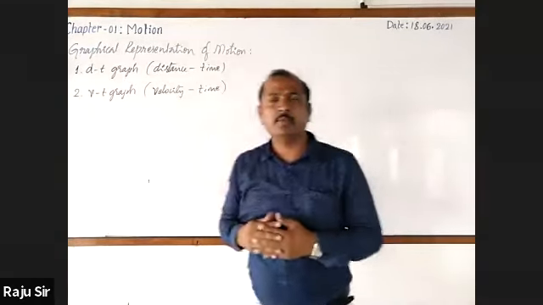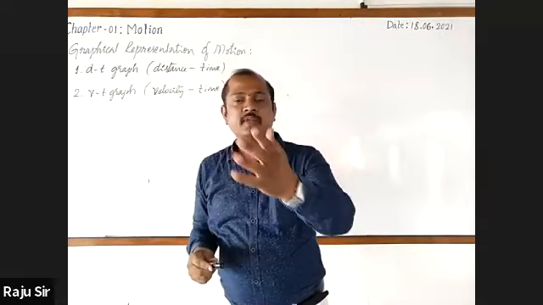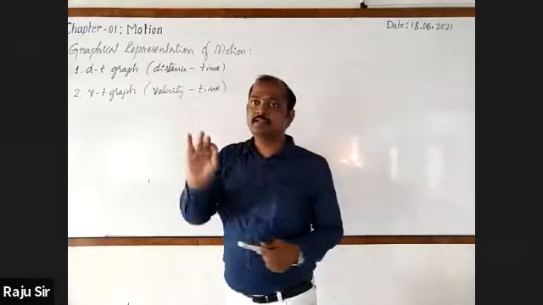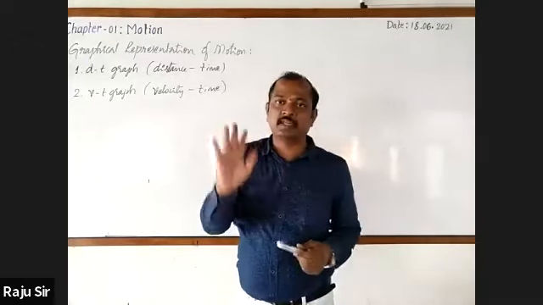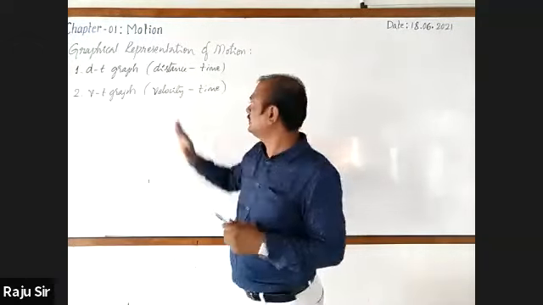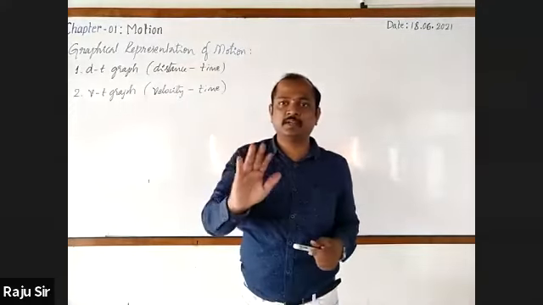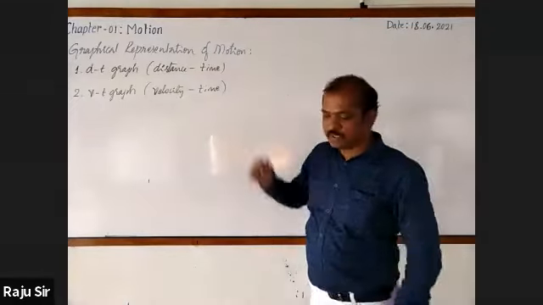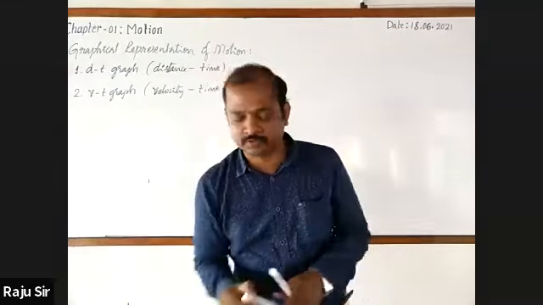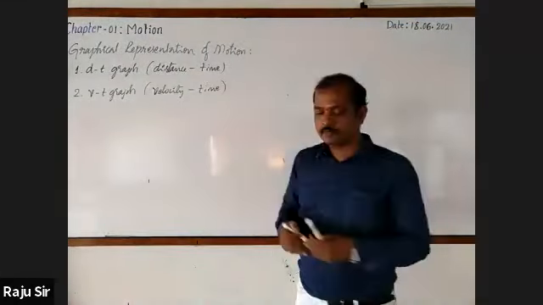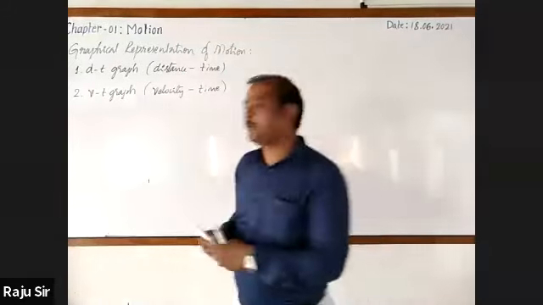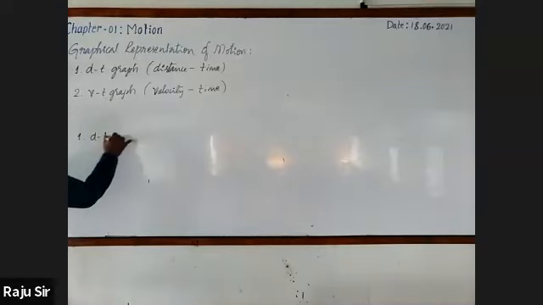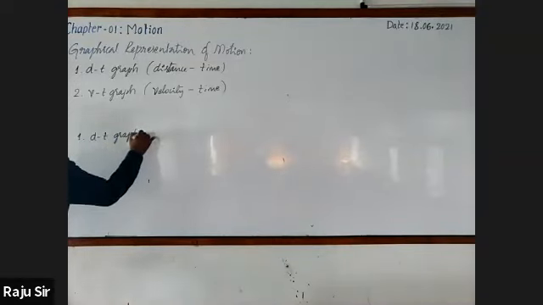Dear students, one more piece of information. In case of graphical representation of motion, distance and displacement are to be taken as the same. Similarly, speed and velocity are to be taken as the same. Okay. Now let's go for writing the definitions of both. First one. We cover the DT graph today.